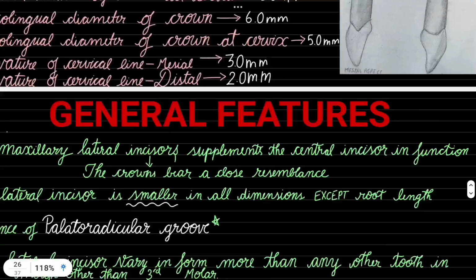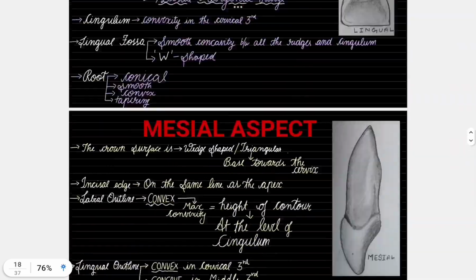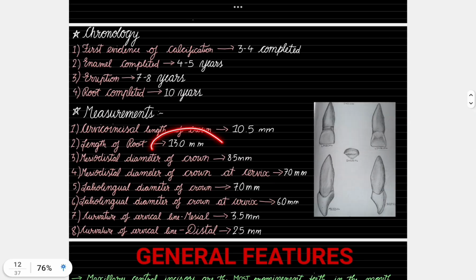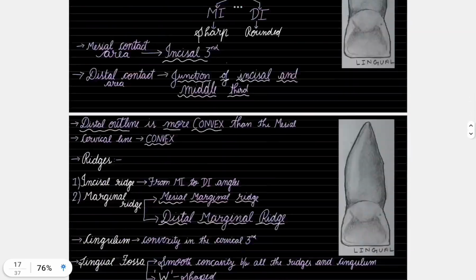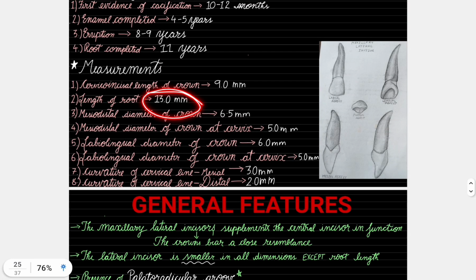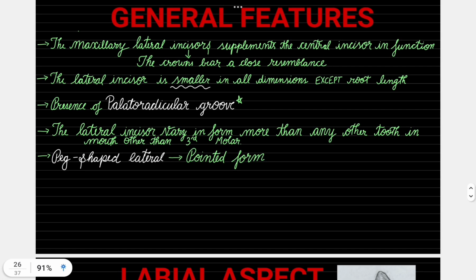As you can see, regarding root length for both the incisors, let me show you. This is the central incisor. As you can see over here, the root length is 13 millimeters. And similarly, for the lateral incisor, the root length is 13 millimeters. So the root length for both of the teeth will be 13 millimeters. Otherwise, the lateral incisor will be smaller.